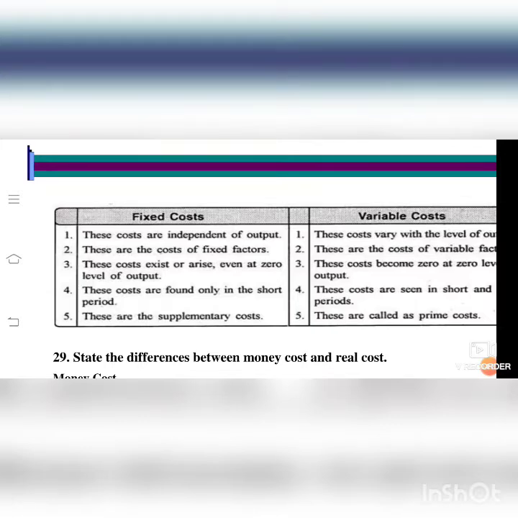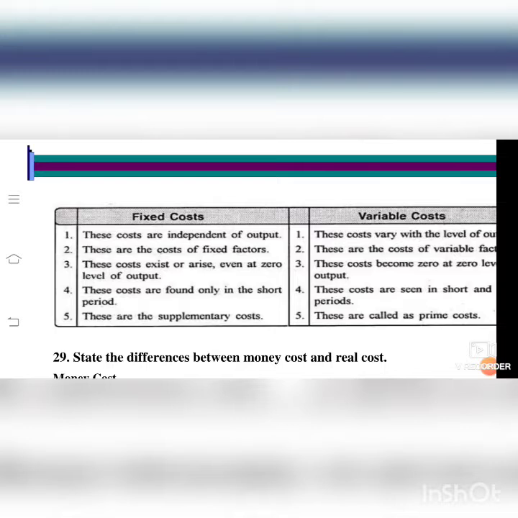These costs are found only in the short period. Why? Because it is not changeable. For example, a short run means you can take a mobile moving stall, food stalls, isn't it? That can be taken at short period. And long periods means hotels, for example. These are the supplementary costs. Supplementary cost means land will be supplement to the labor. The land will be supplement to the labor, like that they will have a comparison between them.